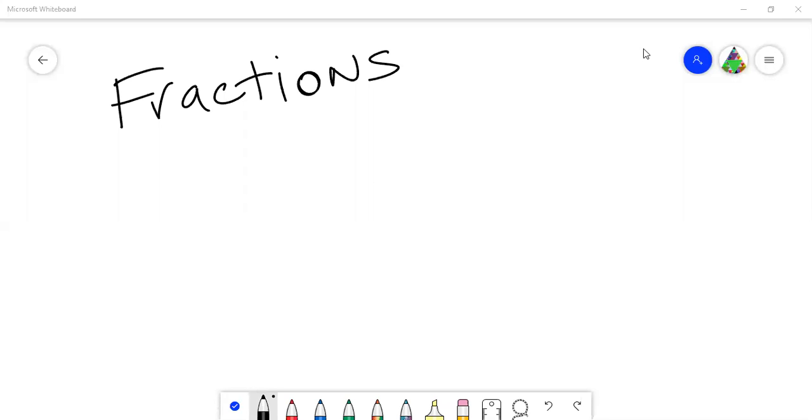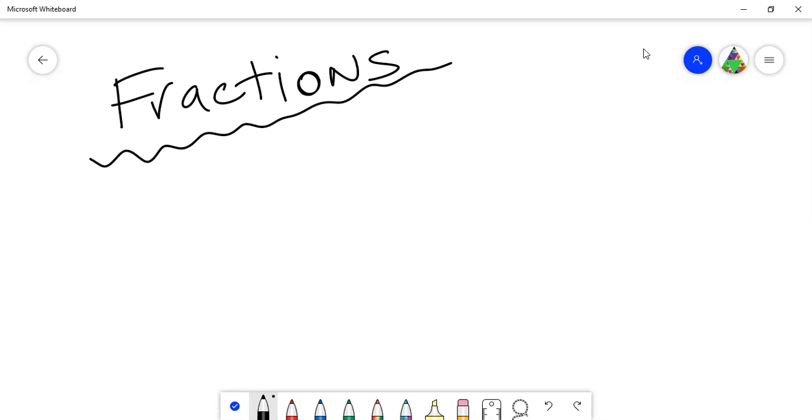Well, hello everyone, and today we are going to start talking about fractions. We have a lot to cover, but we're really just going to dive into some basics to help you think about what fractions are, what they mean, and how we can model them. So let's go ahead and dive in.